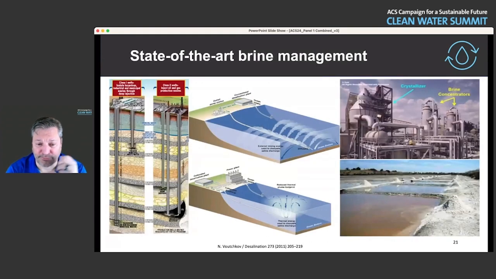Next slide. So the state of the art in brine management ranges from, in the lower right, as we heard earlier, salt ponds, evaporation ponds, and then you scrape the salt out and typically dispose of it. It's a waste.